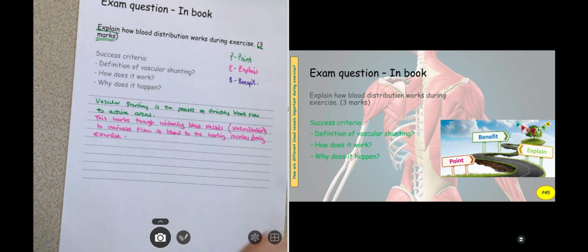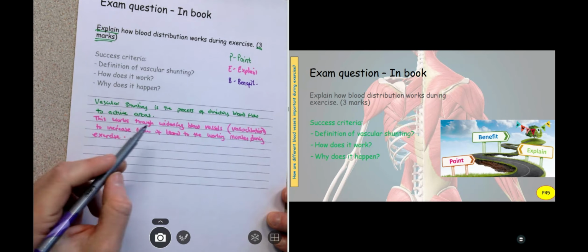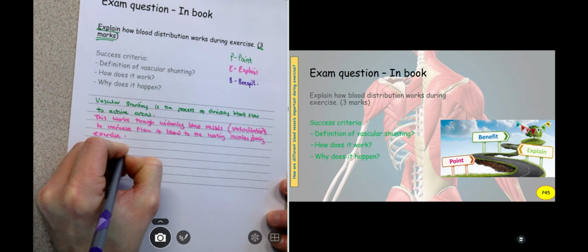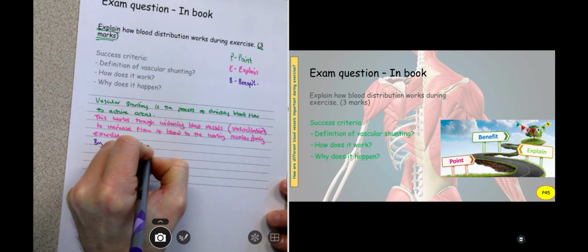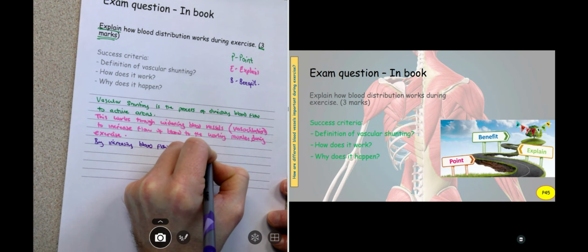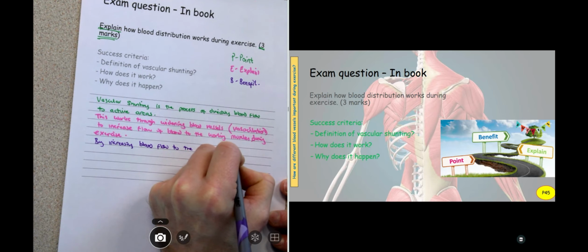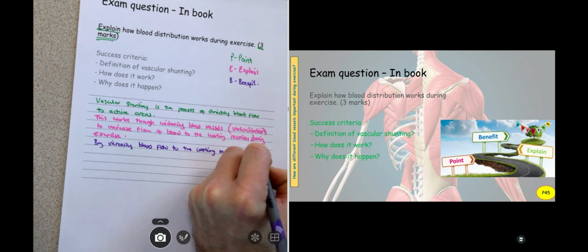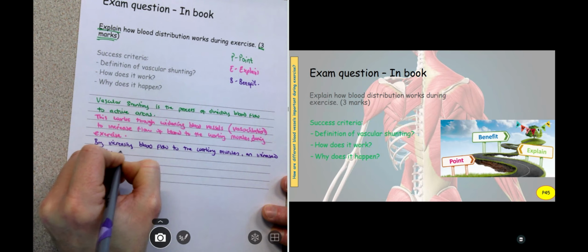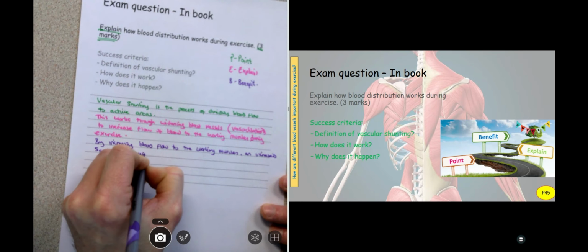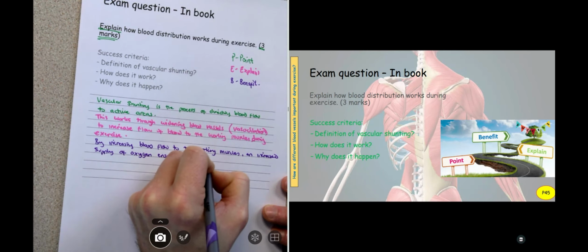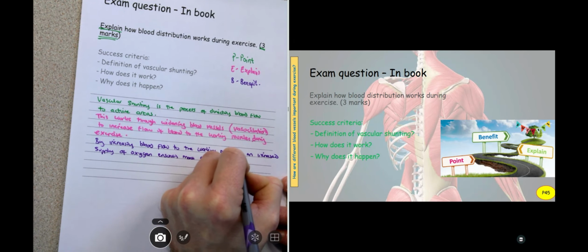What I'm then going to do is give the benefit of that. So during exercise, why is it important for us to be able to do that? By increasing blood flow to the working muscles and increased supply of oxygen, this ensures more energy is available.